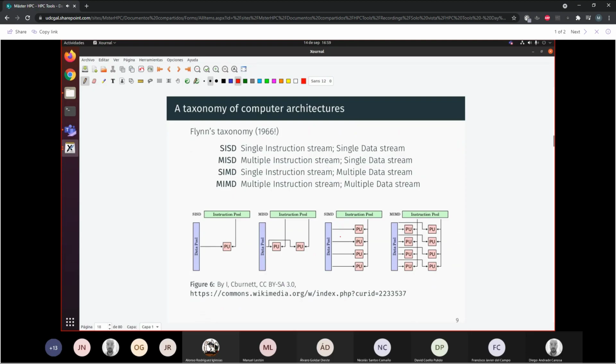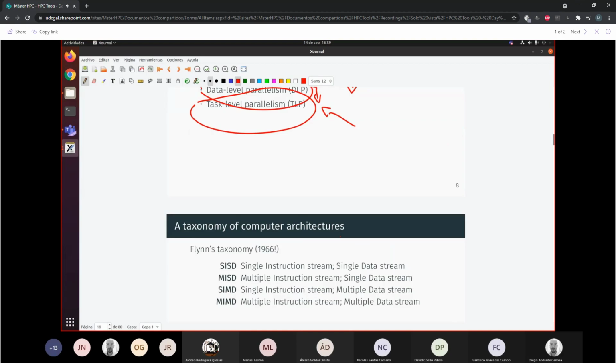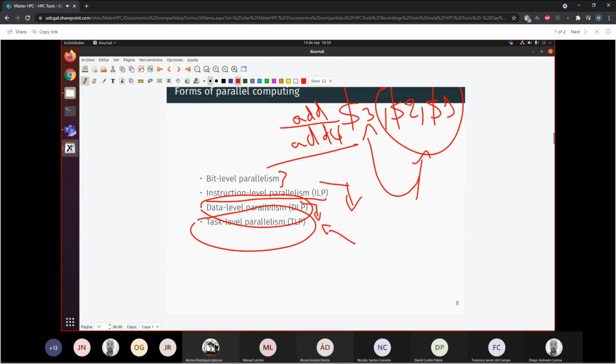You talked about data level parallelism and task level parallelism. Is it possible to make a fusion of both? I mean, executing data level parallelism in functions and using these functions as task level parallelism.